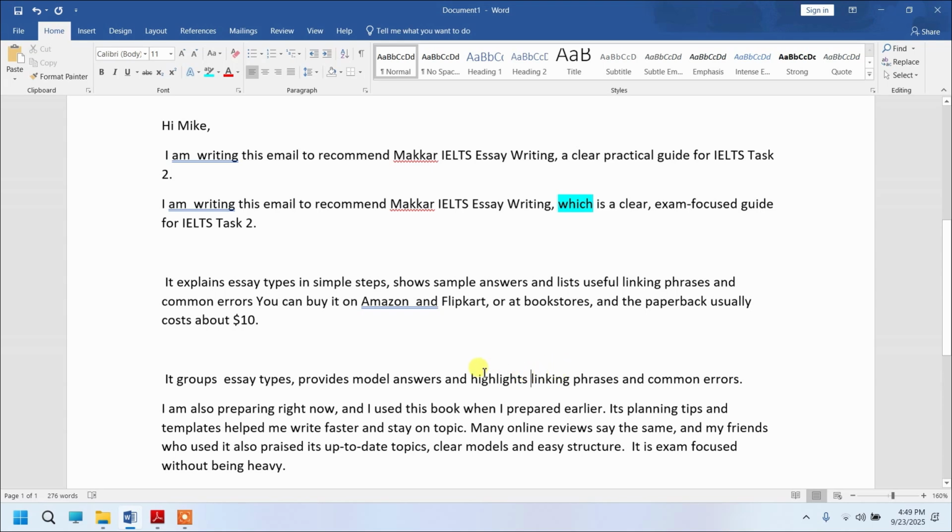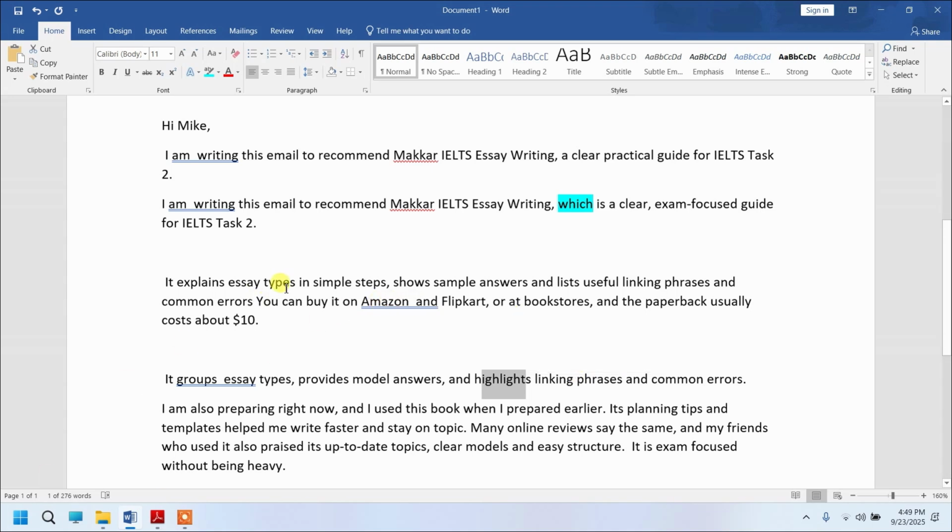Okay, now there is another thing. Usually, how many words are there in a listing? 1, 2, 3 and 4, but this is one set, so I need to put a comma here. And highlights linking phrases and common errors. Now this can be considered as a verb also without subject, but again, because I have 'and' twice, I need to put a comma here to make sure the reader understands what I am writing. Okay, that is one thing.